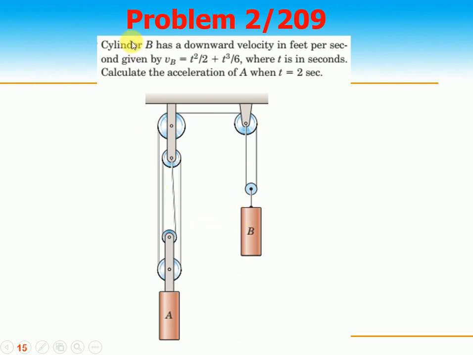Again, this is a constrained motion. Only the velocity is given in terms of time. If you take the derivative, you get the acceleration of B. So we have the velocity of B and the acceleration of B, one of the bodies, in terms of time t, and then by using the constrained motion equation, writing the equation for the lengths, we can find out the acceleration and velocity of body A.